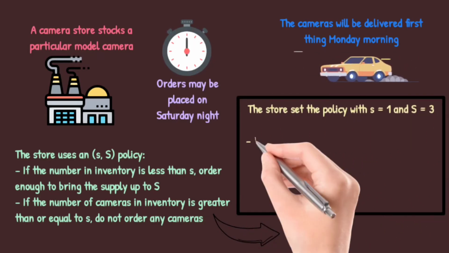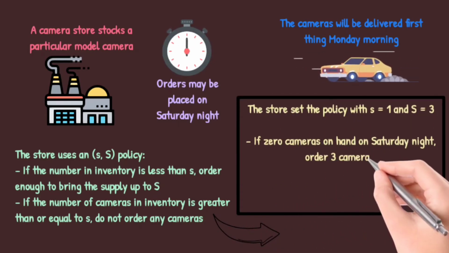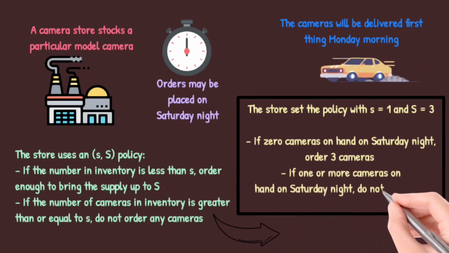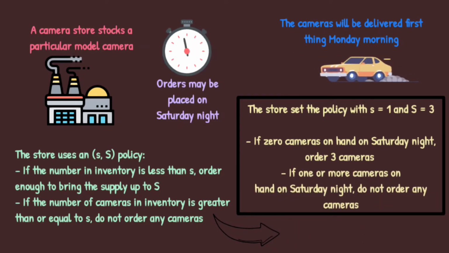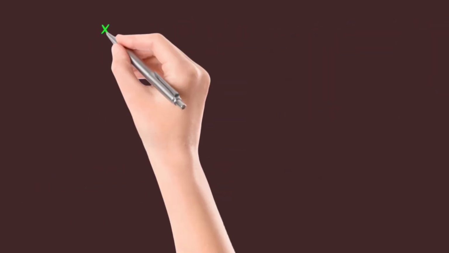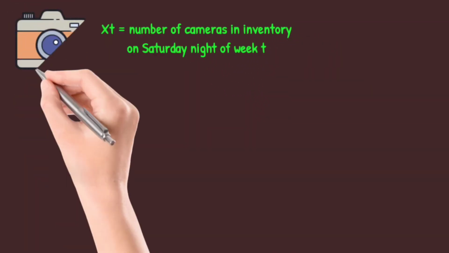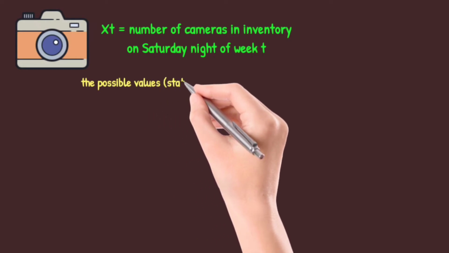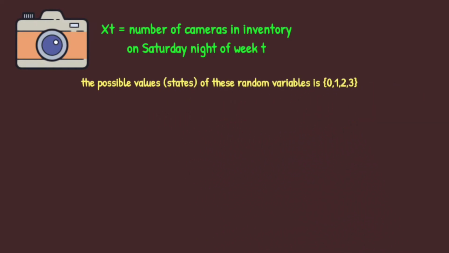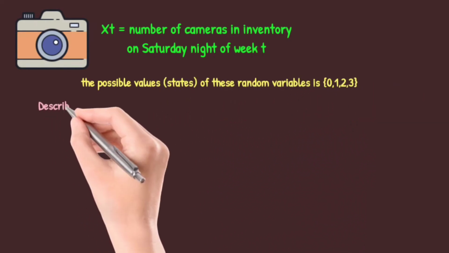The store set the policy with s equals 1 and S equals 3. If 0 cameras are on hand on Saturday night, order 3 cameras. If 1 or more cameras are on hand on Saturday night, do not order any cameras. Xt equals the number of cameras in inventory on Saturday night of week t. The possible values, the states, of these random variables are 0, 1, 2, 3.